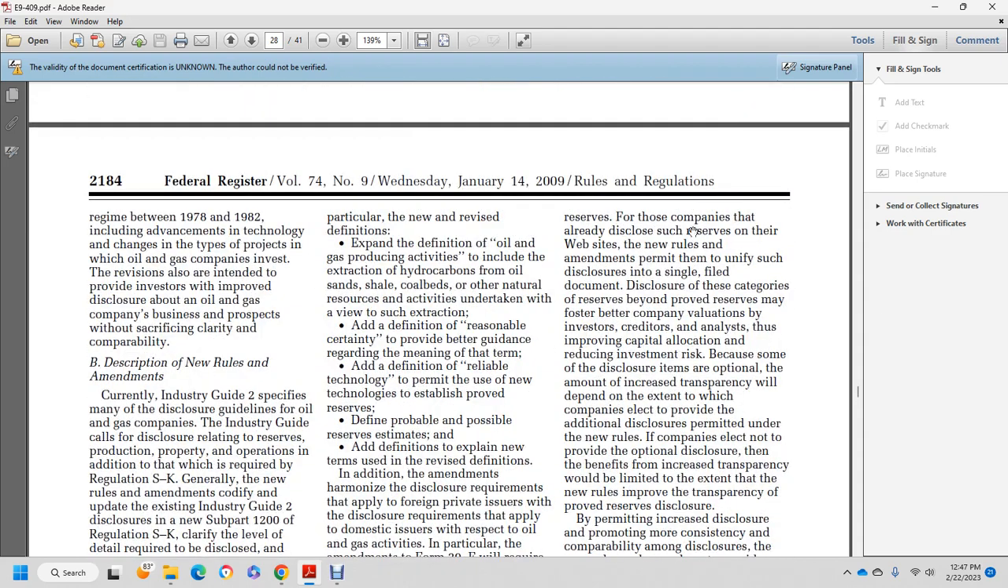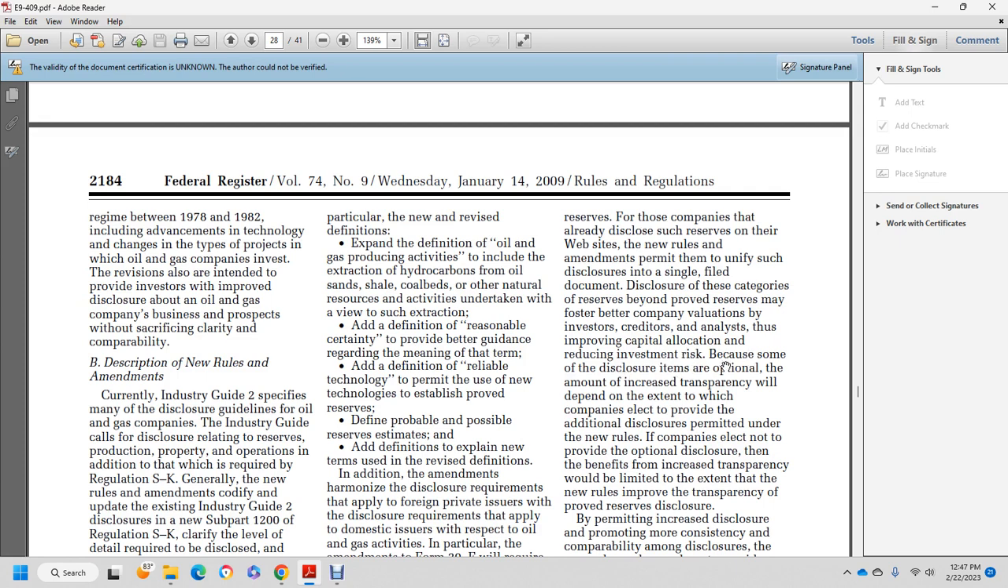For companies that have already discovered reserves, the new rule amendments would permit a unified disclosure of the single field, with the document disclosing the categories of reserves along with the approved reserves. This may foster better company valuation, investor and creditor analysis, improve capital allocation, and reduce investment risk.